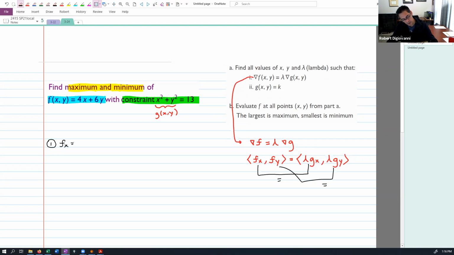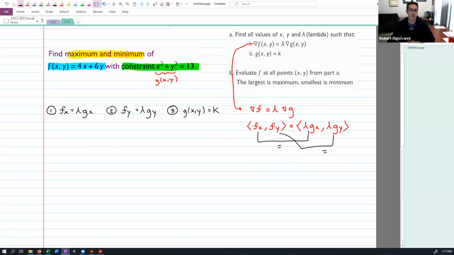The first equation we are going to have is the partial of f with respect to x must be lambda times the partial of g with respect to x. The second equation is the partial of f with respect to y must equal lambda times the partial of g with respect to y. And the third equation will always be the constraint equation, this right here. Every problem that you do using Lagrange, where you have a function of two variables and a constraint equation, will require that you solve these three equations simultaneously.